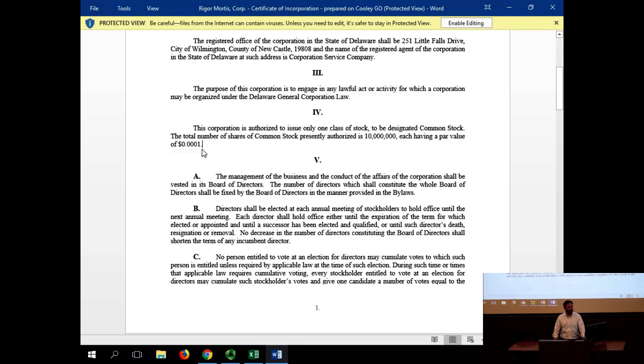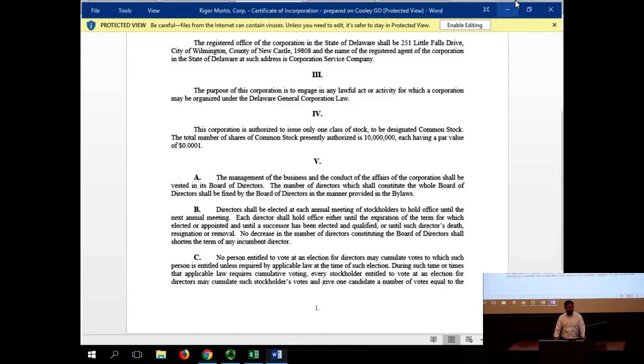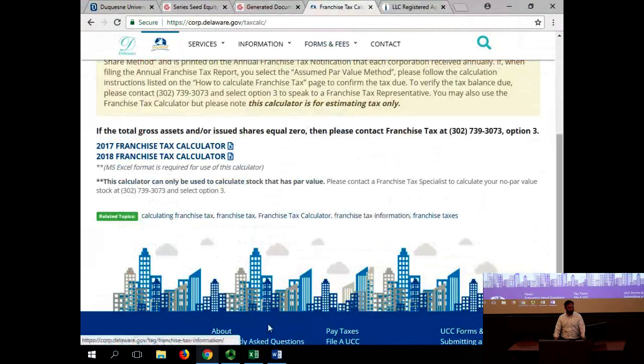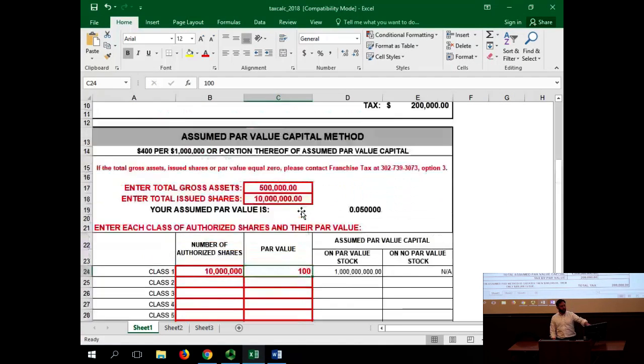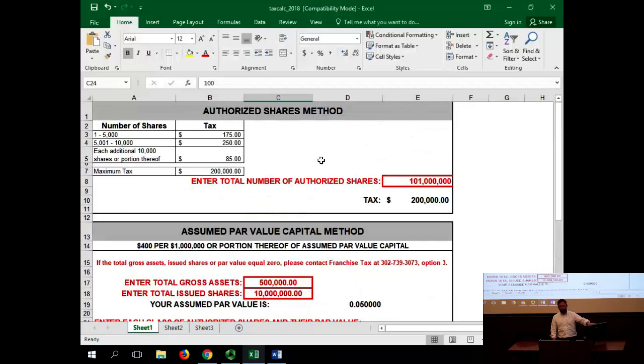Authorized stock, and here we're going to include that par value. Now, we could have no par value. The problem with no par value and 10 million shares is it screws with our calculator. So we're going to need par value if we're going to use the assumed par value method. Of course, with the authorized share method, you could have no par value stock.